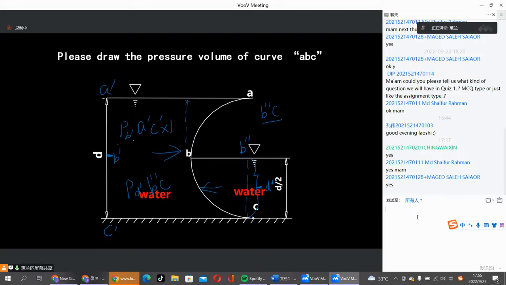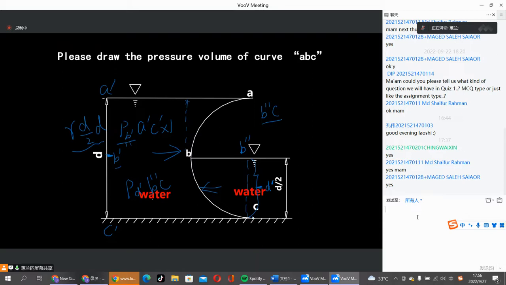So what will be the pressure at B'? For the left water, the vertical projection area is A'C' and its centroid is B', and so the pressure will equal gamma times half D, right? Times A'C', which is total D, right? This is the horizontal pressure force by the left water. And the horizontal force by the right water, what will it be?